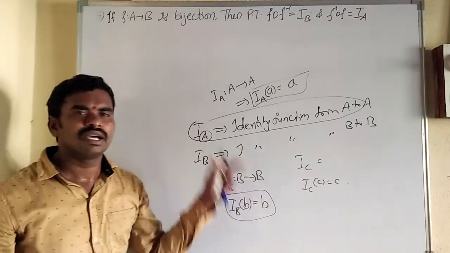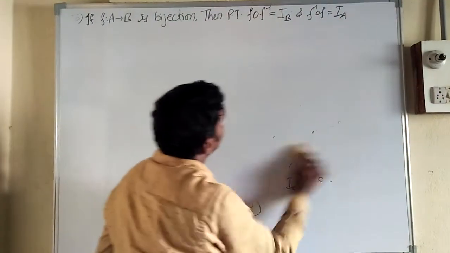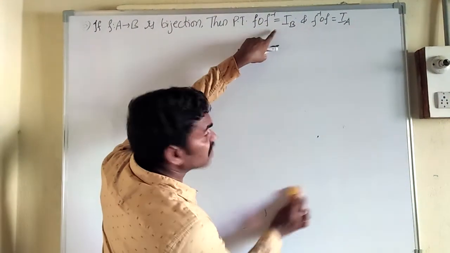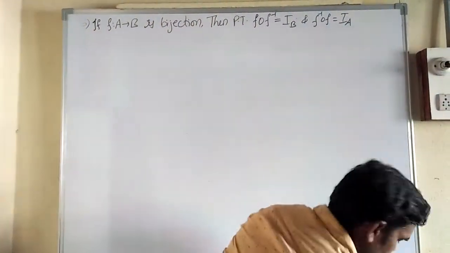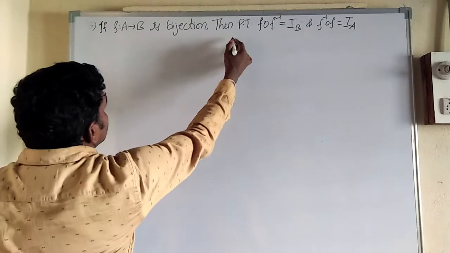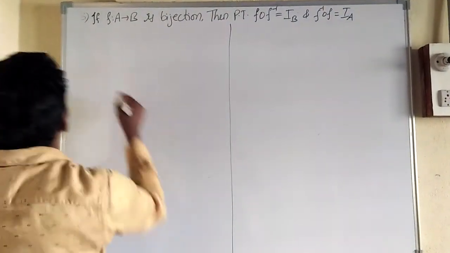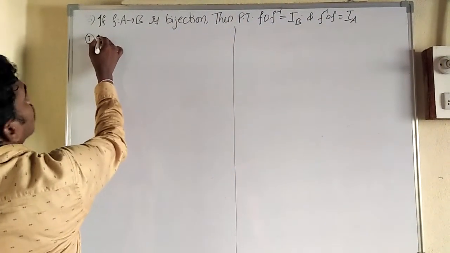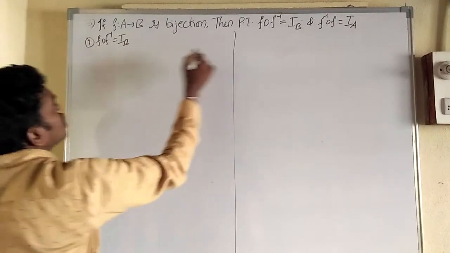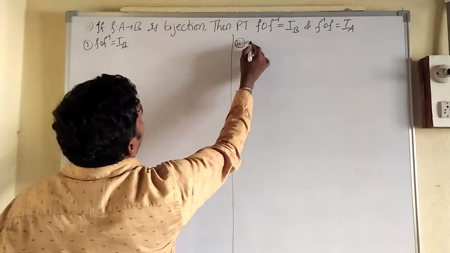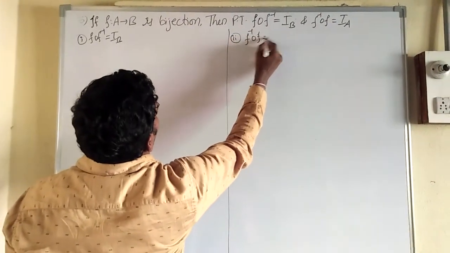Identity function is always a bijection. Two questions are given. One is F circle F inverse equal to IB. The second question is F inverse circle F equal to IA. So the first one, F circle F inverse equal to IB. Second question, F inverse circle F equal to IA.